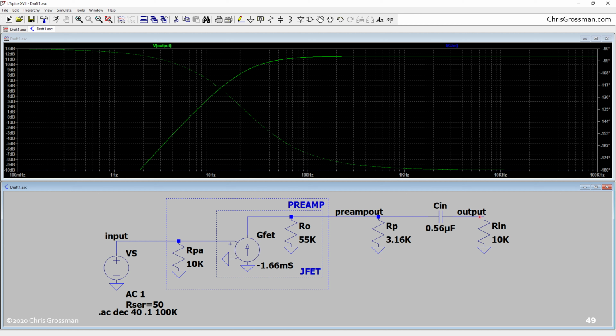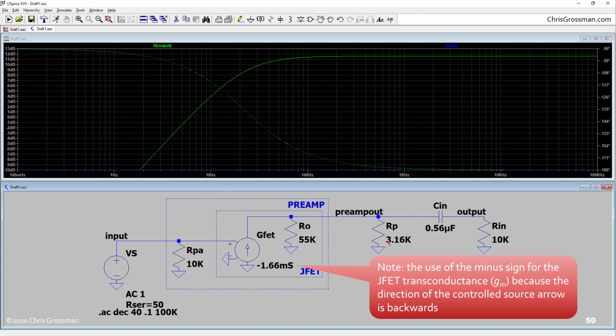And then we've got a capacitor that goes to the input impedance of the RØDE Link, which is this 10K ohm. Now notice here that I used a negative sign for the transconductance, and that's because normally when you draw a FET, the arrow points the other way, but the transconductance symbol in LTspice has the arrow pointed up. So I just used a negative sign.